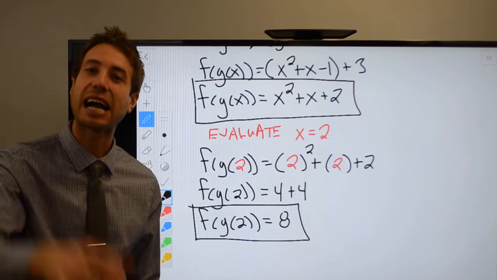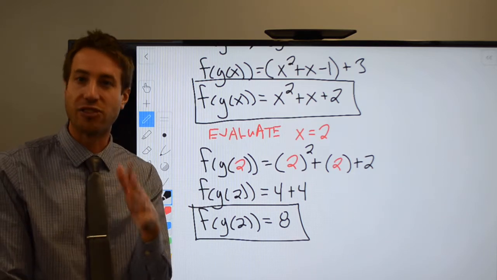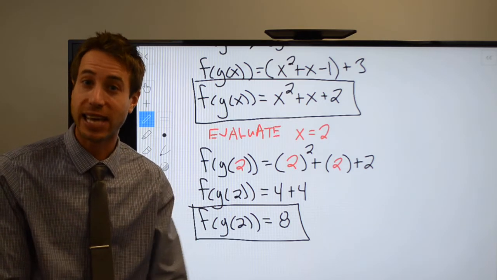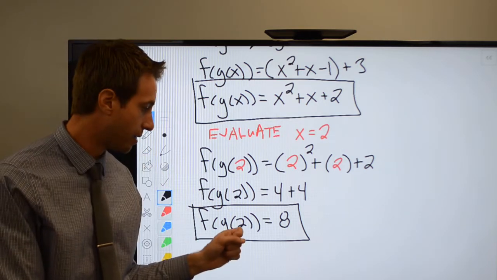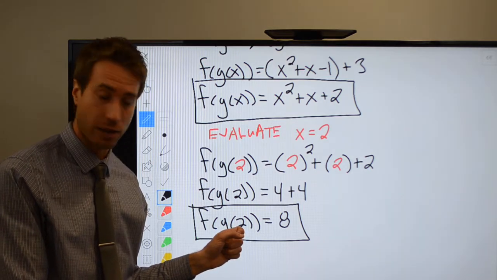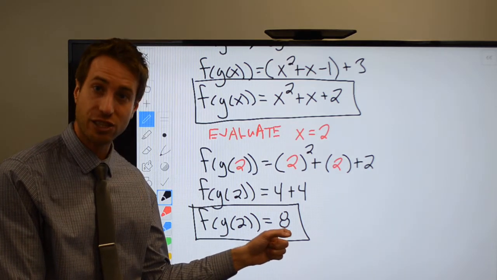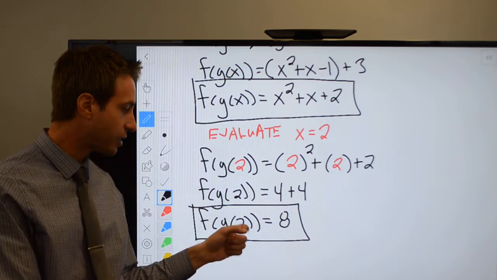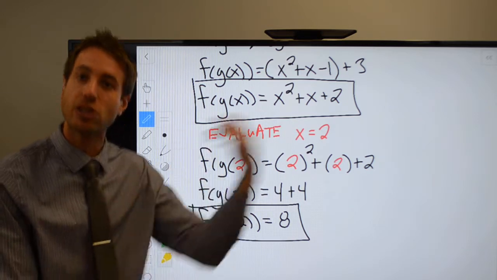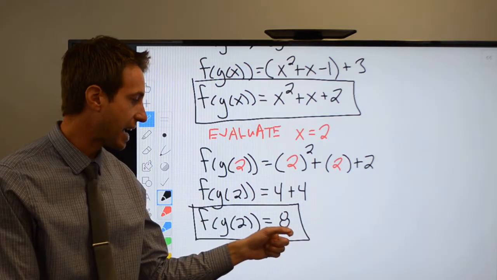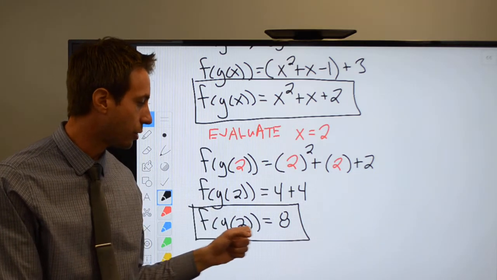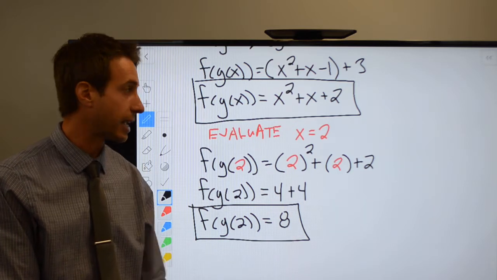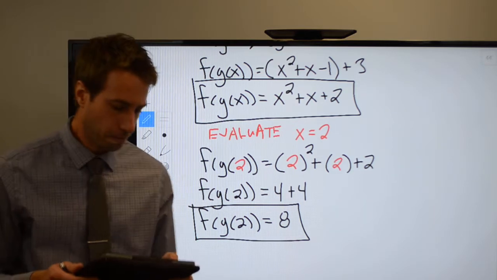Guys, this is exactly what you were doing when we had the ordered pairs, or when we had the graph, or when we had the table, right? This is an ordered pair. This is the x value, the domain value, and this is the range value, 8. This is what you get out by plugging this domain value into the composite function. You get out an 8. That would be our ordered pair, (2, 8). Domain, range.